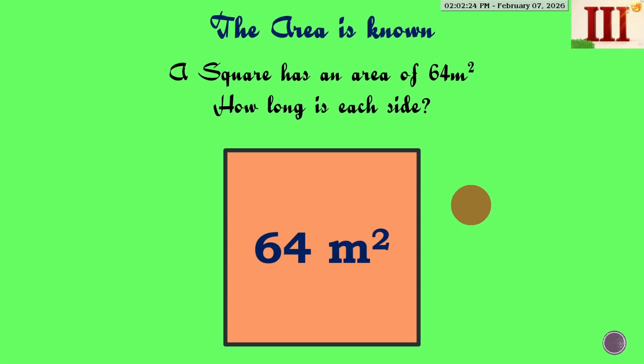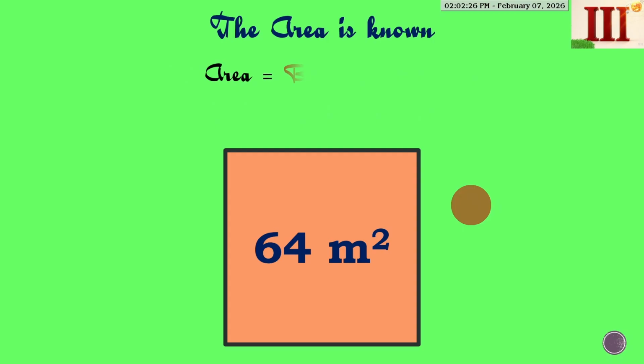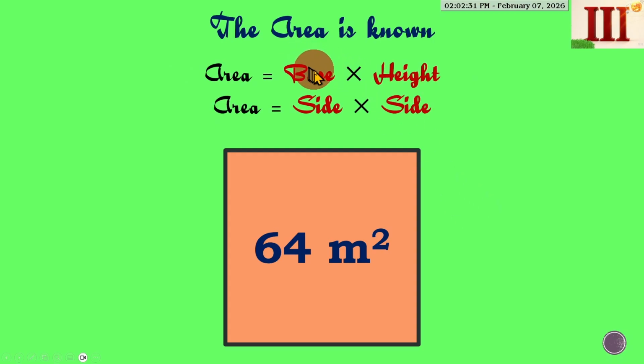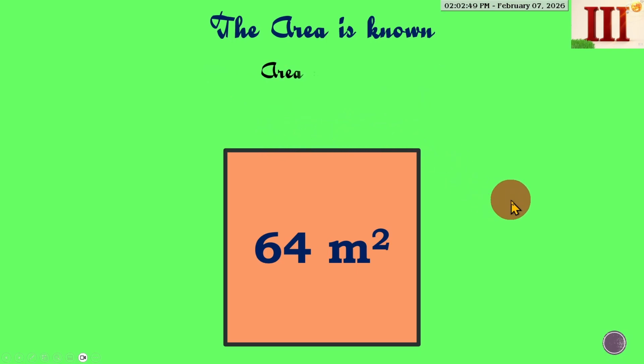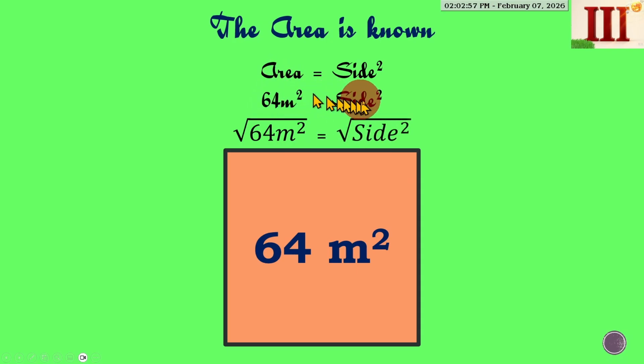We need to know the formula. So if we have a square or a rectangle, we find the area by multiplying the base by the height. And as the side of each square is the same, this means that the side is multiplied by itself, the side by the side. So the area of the square is the side squared. So what we are going to do, we are going to substitute what we know into the formula. So the 64 goes where the area is. We don't know what the side squared is going to be.